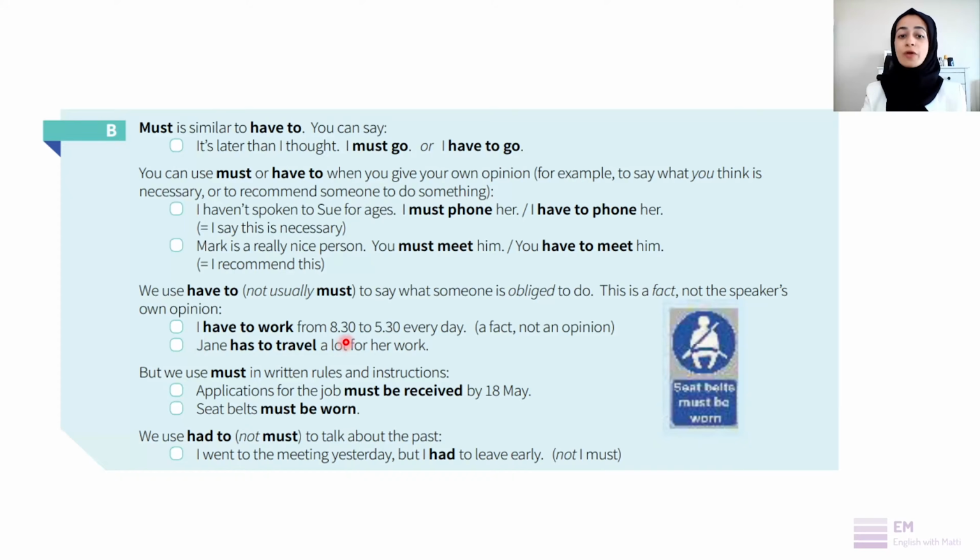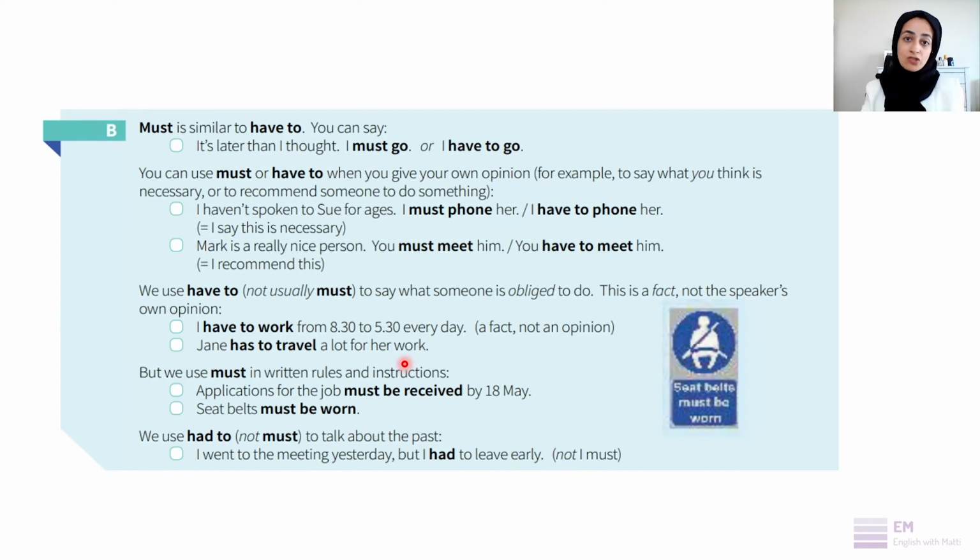I have to work from 8:30 to 5:30 every day. من هر روز باید از 8:30 تا 5:30 کار بکنم. A fact, not an opinion. این یه حقیقته. شما مجبورید از 8 صبح تا 5 بعد از ظهر کار بکنی. نظر شخصیتون نیست، مثل مثال بالا که گفتیم به نظر من مارک آدم نایسیه و تو باید اونو ببینی. این یه فکته. Or Jane has to travel a lot for her work.